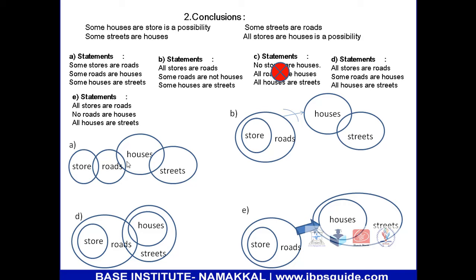Considering the second sentence, some streets are roads, we can surely tell that only statement D follows, because there is no link between street and road in statements A and B. And also the conclusion sentences, some streets are houses, all stores or houses is a possibility, also follow in statement D, so the answer will be statement D.